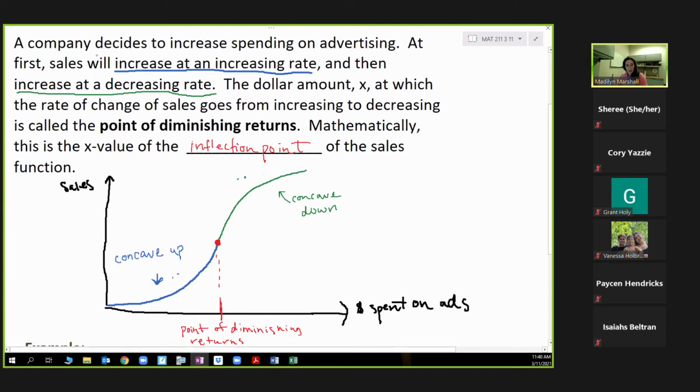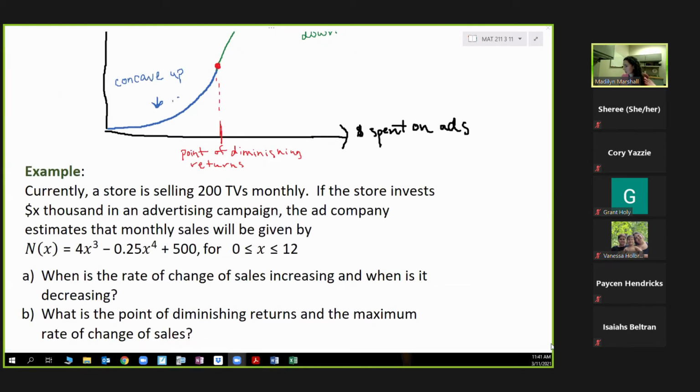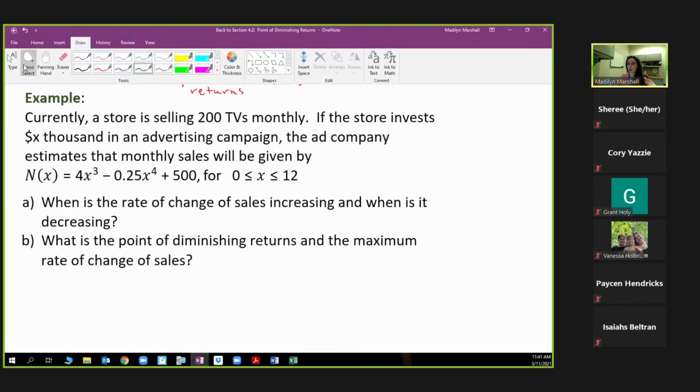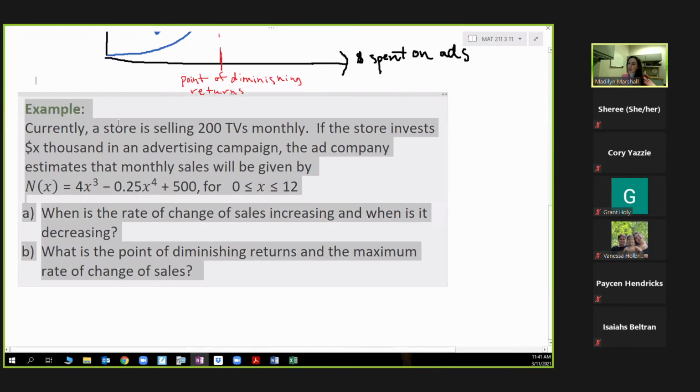So these point of diminishing returns problems, all of the parts that we're going to be doing will be nothing new because you've already done work with finding inflection points and concavity, but the way the problems are worded will be different. So you have to do a little bit of thinking to figure out what is being asked here. So here is our first point of diminishing returns example. Or it's actually our only one.